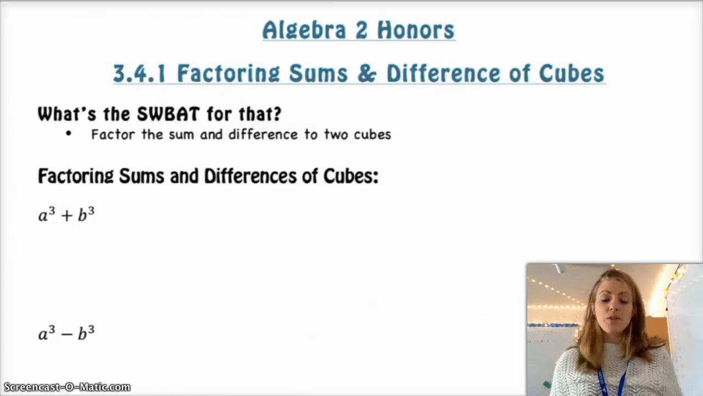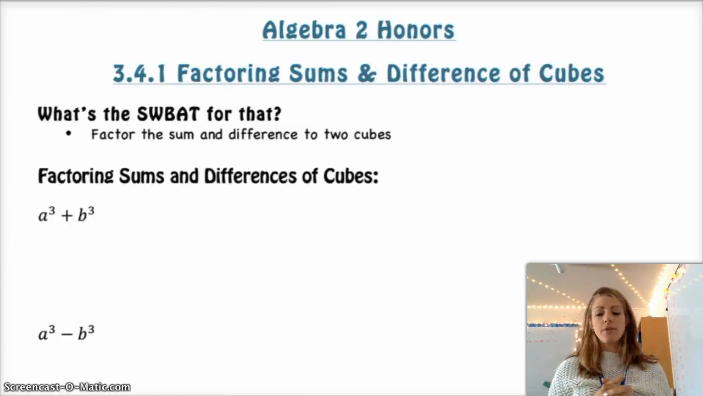We are moving on to 3-4, and 3-4 is all about factoring polynomials. There's two different videos, so the first one, this one, is going to be pretty short, I think. It's just on factoring sums and differences of cubes, so this is like a special case. And then the next video is going to be a theorem, and then factoring by grouping.